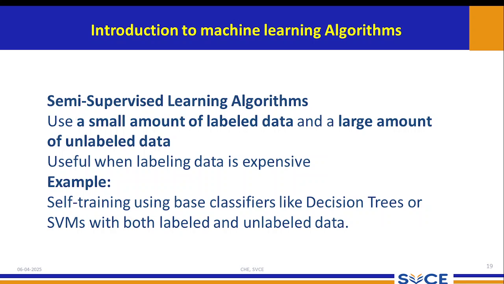It's a combination. Supervised learning uses labeled data, unsupervised learning uses unlabeled data, whereas semi-supervised learning contains both: a small amount of labeled data and a large amount of unlabeled data. When labeled data is costly, we can go for semi-supervised learning. Self-training uses base classifiers like decision trees or support vector machines with both labeled and unlabeled data.